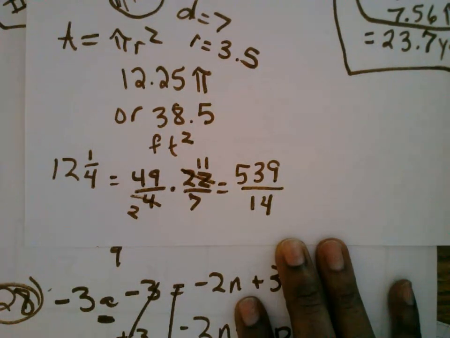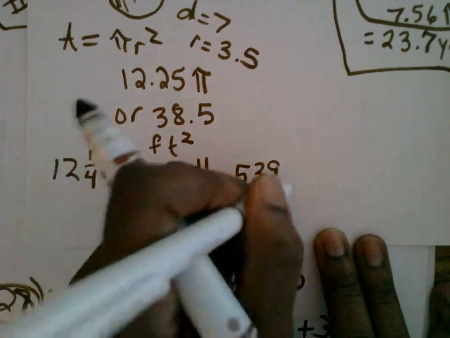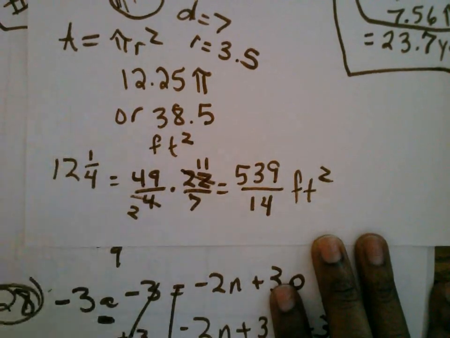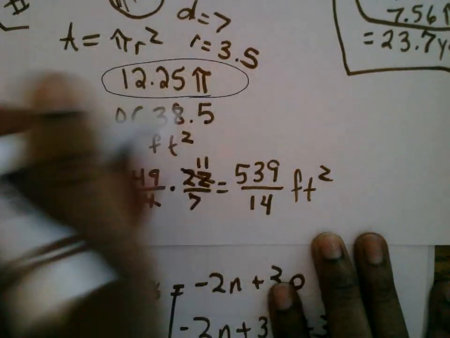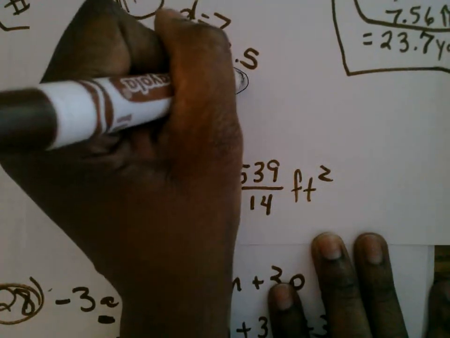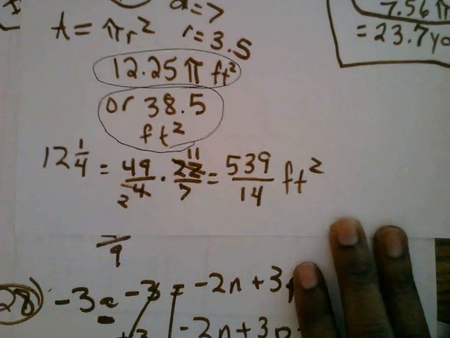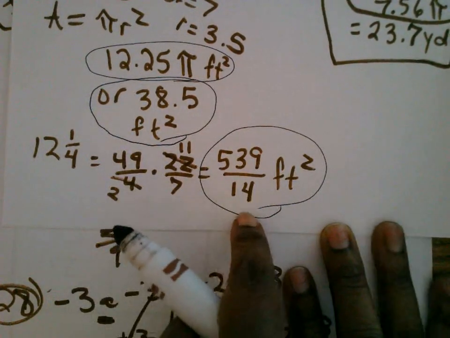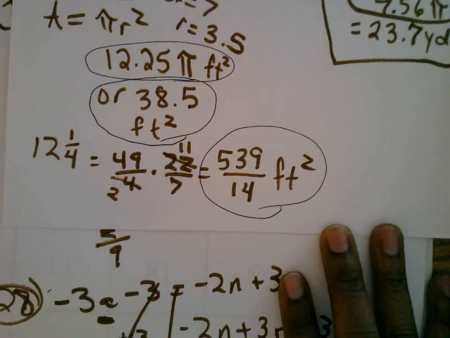539 over 14, 38.5 feet squared. So there are 3 ways to represent this area: 12 and a quarter pi square feet, 38 and a half square feet, or 539 fourteenths square feet. So are you allowed to answer it 12.25 pi like you did?